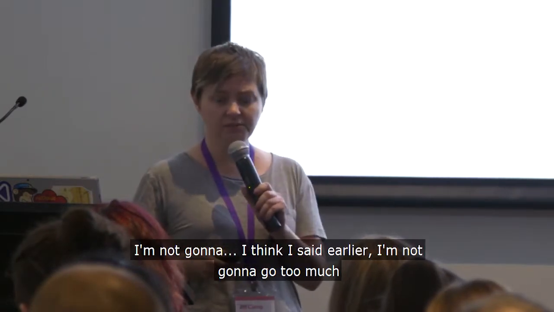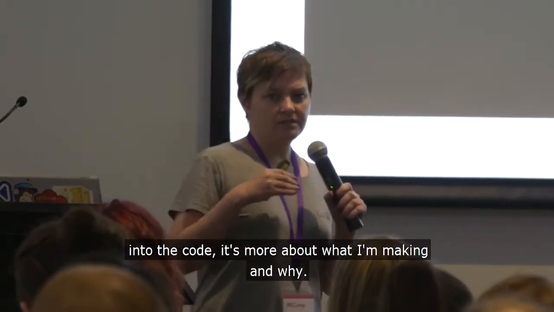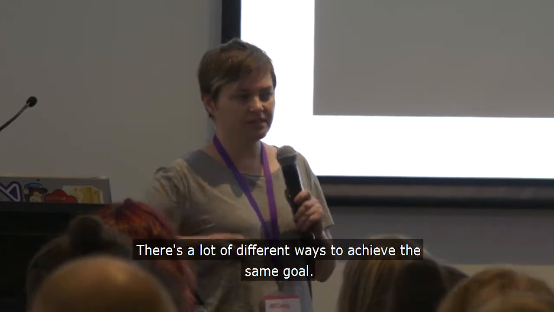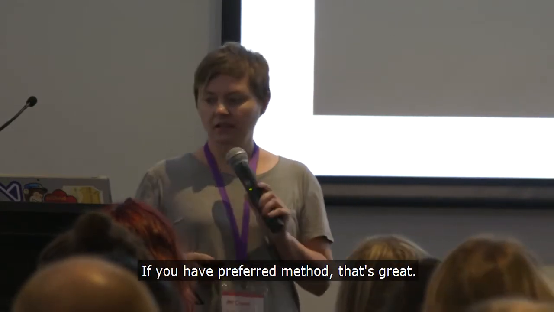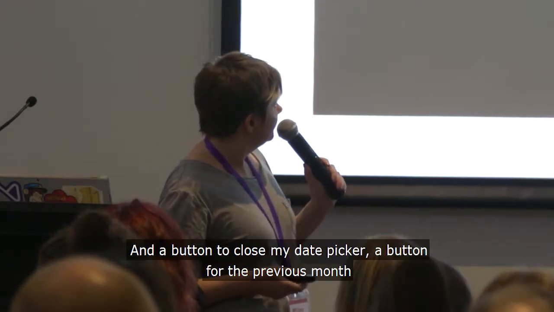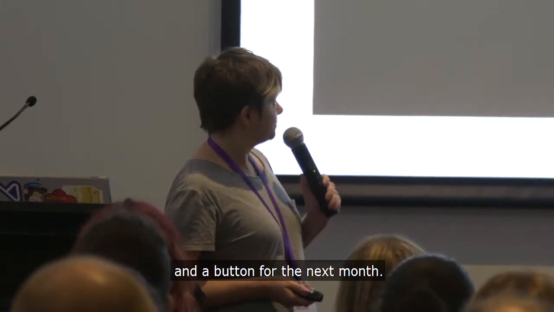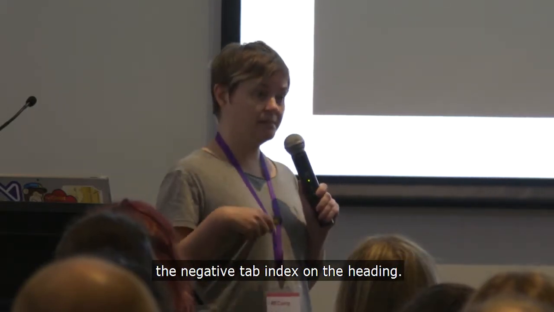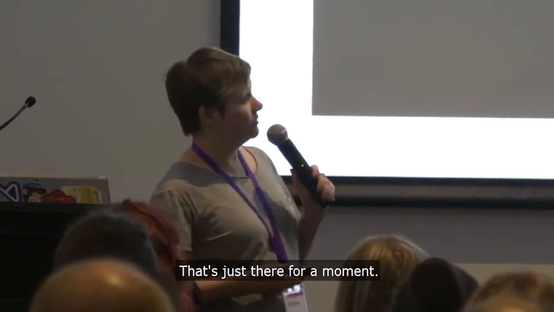I think I said earlier, I'm not going to go too much into the code. It's more about what I'm making and why than the specific methods. There's a lot of different ways to achieve the same goal. If you have preferred methods, that's great. This is my navigation. It's got a heading and a button to close my date picker, a button for the previous month and a button for the next month. I'll just draw your attention to the negative tab index on the heading. That's because later on I'm going to use that to send focus to that heading. So that's just there for the moment.